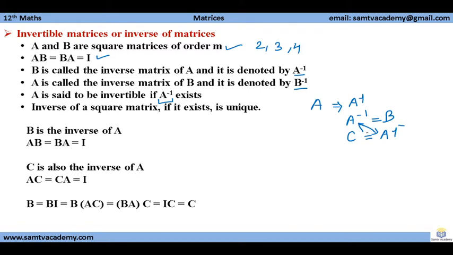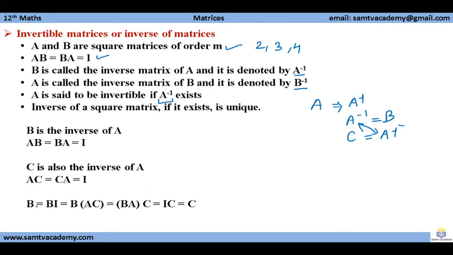That's why it is called that if there is any square matrix, and if its inverse exists, then it is unique only. So here what it is saying, B is the inverse of A, so AB is equal to BA is equal to the identity matrix. Now if C is also an inverse of matrix A, then AC will be equal to CA will be equal to I. Then we can prove that B will be equal to C.